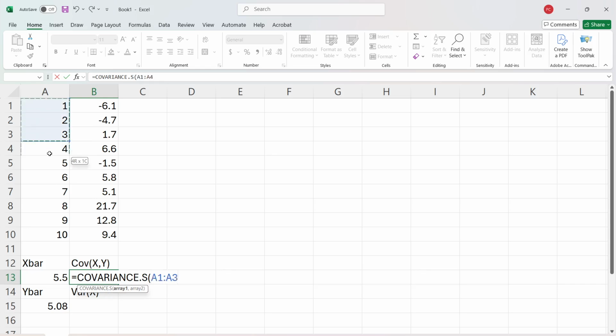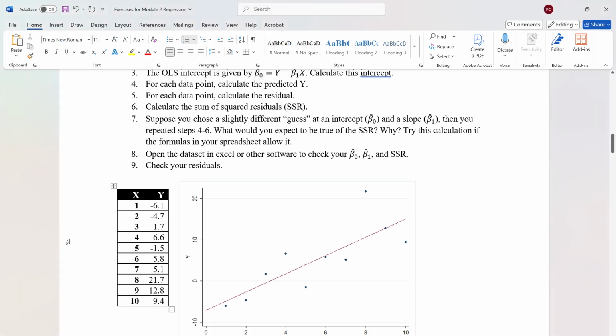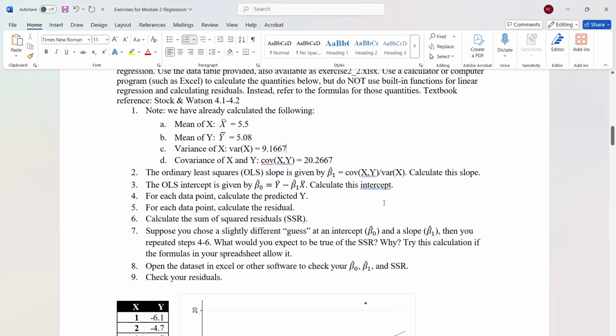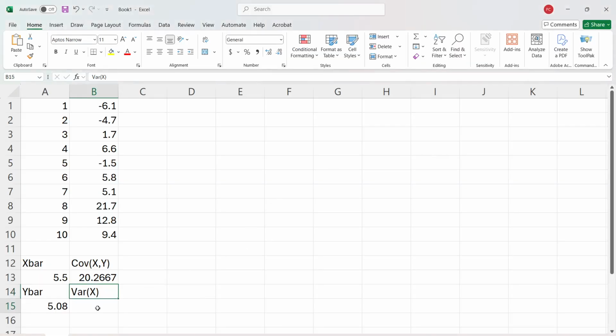Covariance.s. Let me grab all of these. And then I need the second set of data. Let me grab all of those. Close my parentheses, and it should spit out a value that looks like 20.2667. Let me pop it over to here. 20.2667. It's exactly as they said it would be. Good. All right.